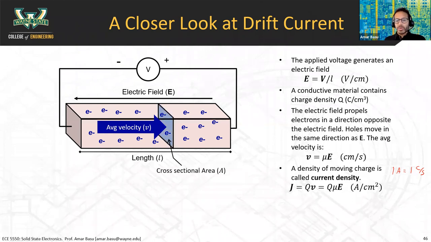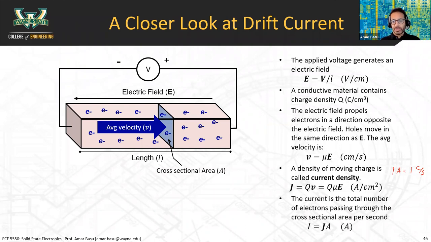Now, what you can think about here is when you're calculating the actual current, the current is something we can actually measure. And the simple formula for current is just the current density times the cross-sectional area. It's the total amount of charge, not total amount of electrons, passing through the cross-sectional area per second.